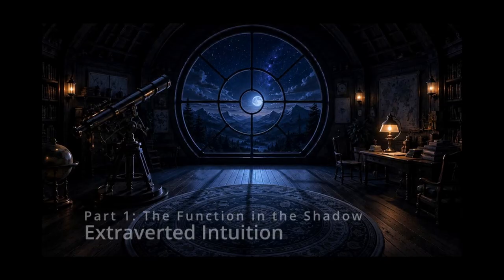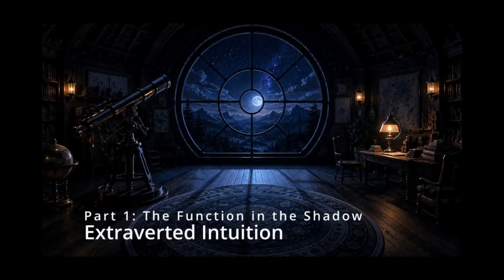Part 1. The function in the shadow. In Part 1, we explored extroverted intuition in its conscious positions, where the function can be deliberately accessed, trusted, and developed as part of a person's normal way of engaging with the world. But when extroverted intuition moves into the shadow, the function itself doesn't suddenly become something different. What changes is the person's relationship with it. Extroverted intuition becomes less conscious, less trusted, and more difficult to use deliberately.